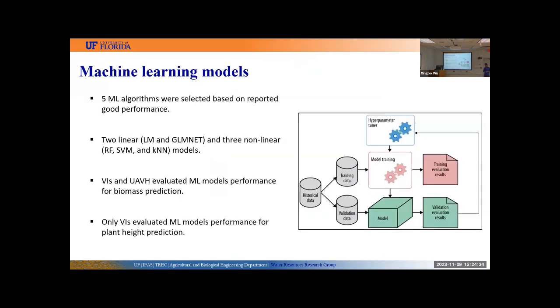We also trained 5 machine learning models. We used 2 linear machine learning models and 3 non-linear machine learning models. And we used vegetation indices and UAV estimated plant height to evaluate the performance of the machine learning models for biomass prediction. And we only used vegetation indices to evaluate the performance of machine learning models for plant height prediction.